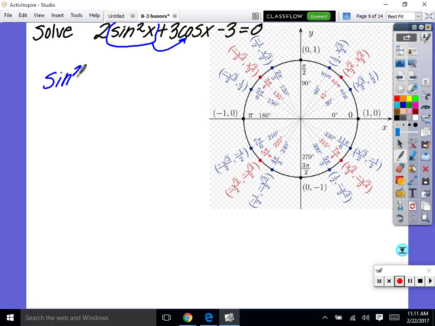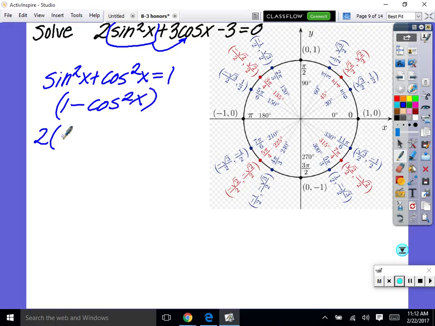Isn't sine squared x plus cosine squared x equal to 1? So isn't sine squared x equal to 1 minus cosine squared x? So let's replace that. We have 2 times all of sine squared x, which we're replacing with that. So 2 times 1 minus cosine squared x plus 3 cosine of x minus 3 equals 0. Now we have it all in terms of at least cosine, which is what we want.